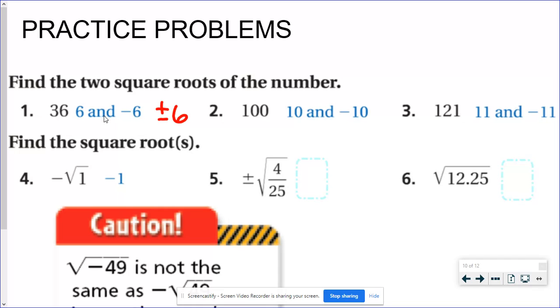The square root of 4 is 2. Square root of 25 is 5. Plus or minus 2/5.